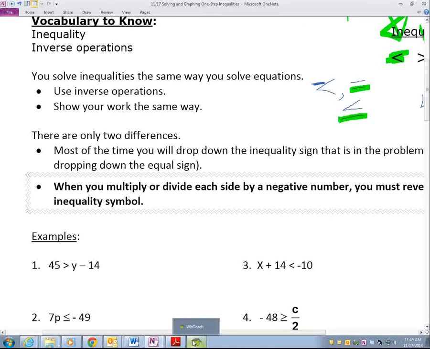Inverse operations. Inverse operations is what we've been doing to solve for our variables. And that means that when you have addition, you need to use subtraction to get the variable by itself. And the subtraction property of equality would be both sides of the equal sign. That's the inverse for addition. Subtraction, the inverse of that is addition. The inverse of multiplication is division, exactly.